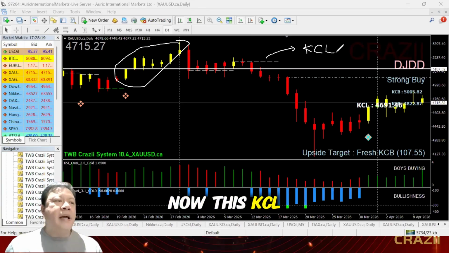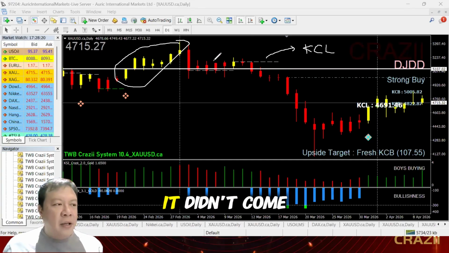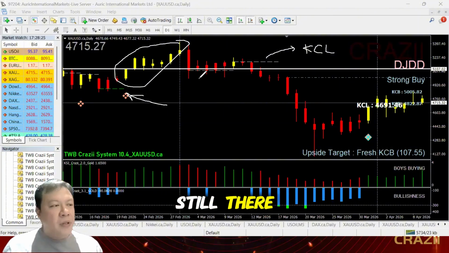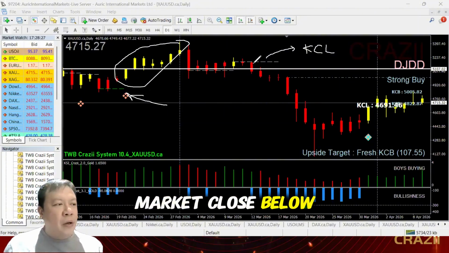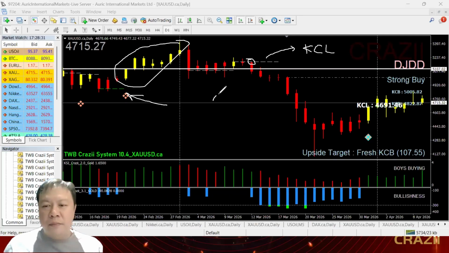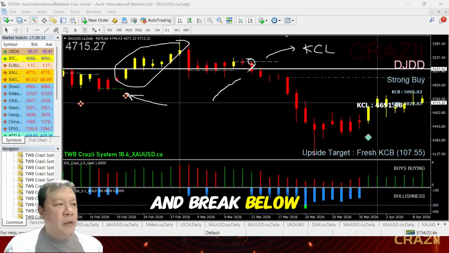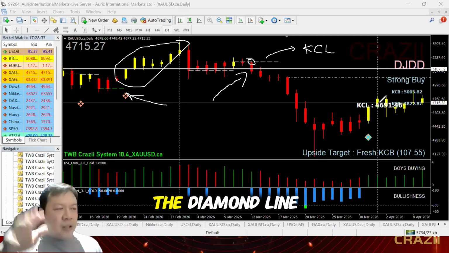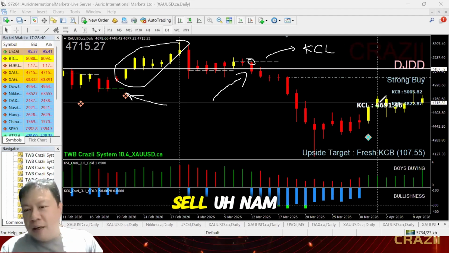Now, this KCL, if you look closely, didn't come with the diamond line, but this guy's diamond line is still there. So when the market closed below the KCL line and broke below this, what do you call it, the diamond line, that was a sell.